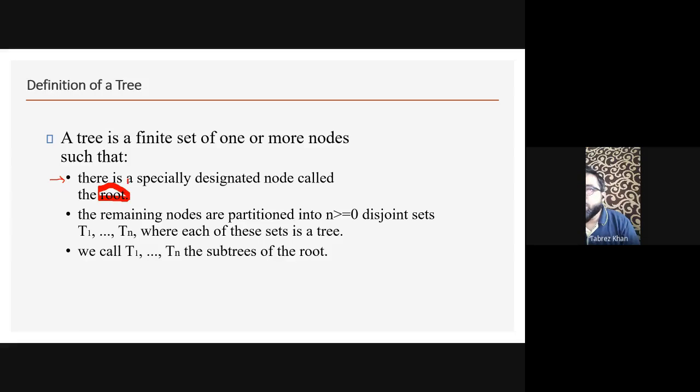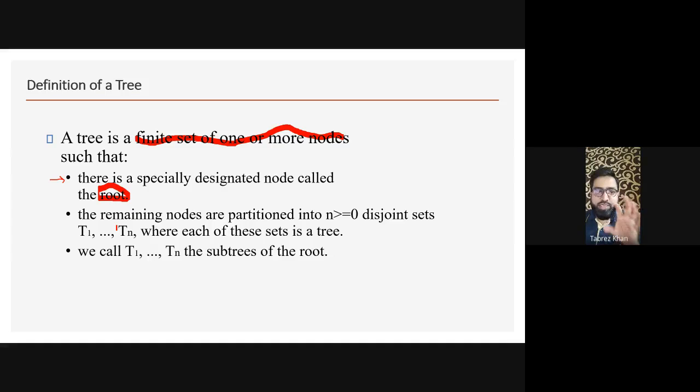Okay. So here also you can see that a tree is a finite set of one or more nodes. Such that, first point, there is a specially designated node called the root. Now see the second point carefully. The first point is clear that in general a tree is a finite collection of nodes, and one of the nodes is specially designated as a root node. Okay. Second point, the remaining nodes.